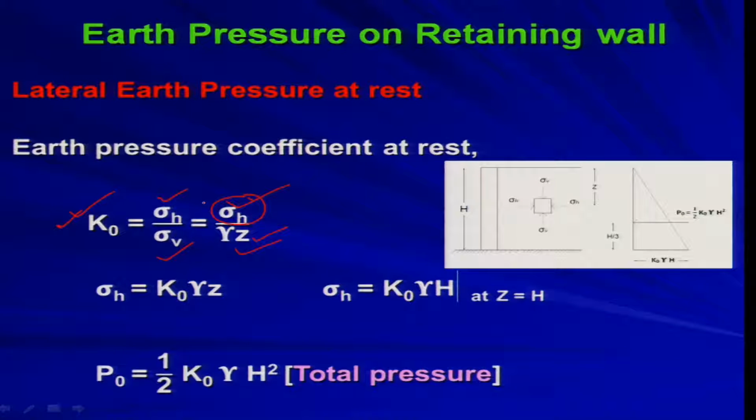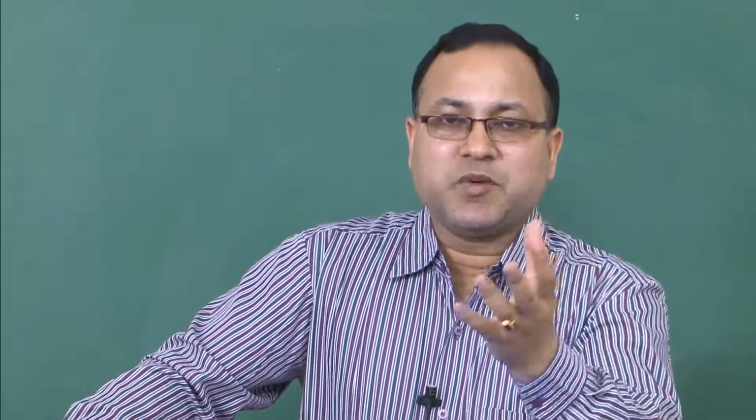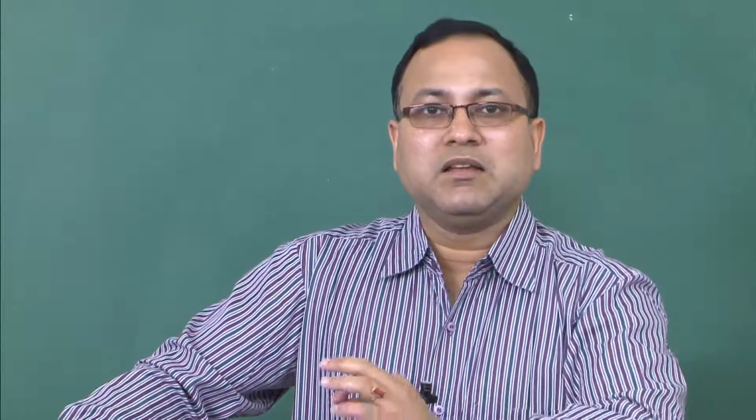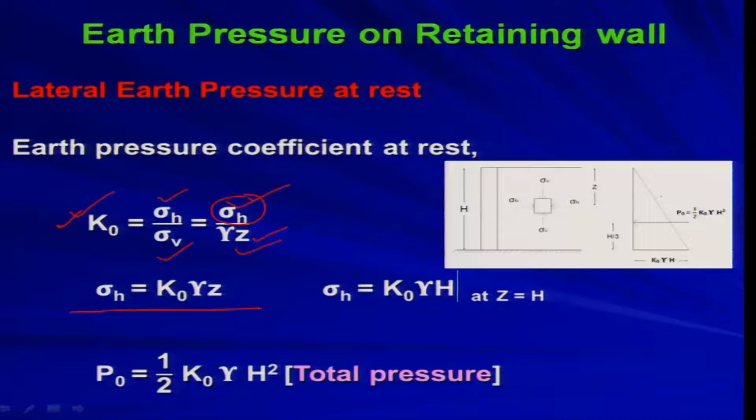So, from this I can write sigma h equal to k naught into gamma z, right. K naught is nothing but the earth pressure coefficient at rest condition, into gamma into z. Now, by seeing this variation, we can get the variation of the lateral pressure from top to bottom of the wall as linear. So, this is shown here.